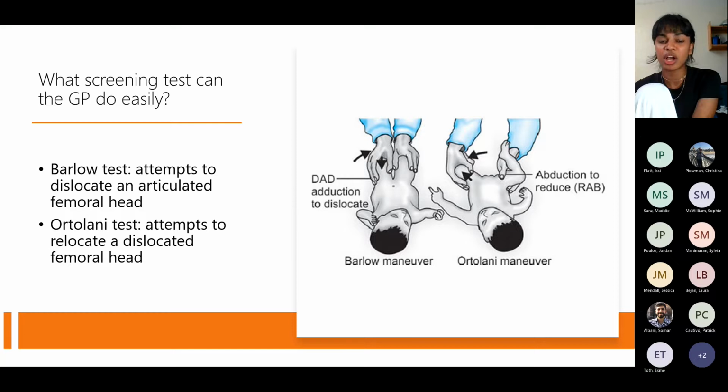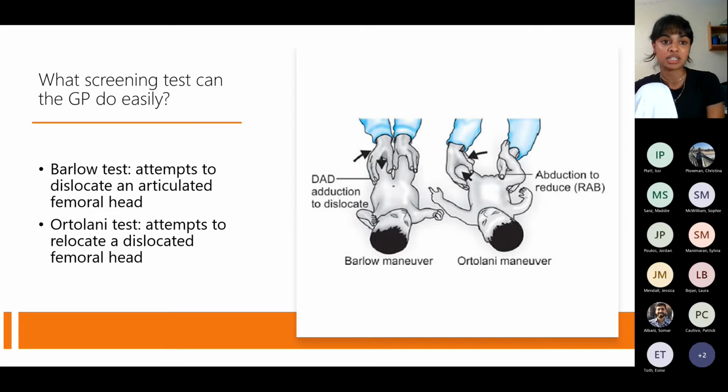You do actually need to know this. I saw this mnemonic, RAB and DAD: adduction to dislocate, abduction to reduce for Ortolani. It's useful to know because I went through the NIPE a couple of weeks ago, and this is part of the NIPE. So if you are asked to do it, you should definitely understand which way you're moving the legs and which maneuver it corresponds to, and what you're trying to do when you're doing it. So it is actually worth learning that.